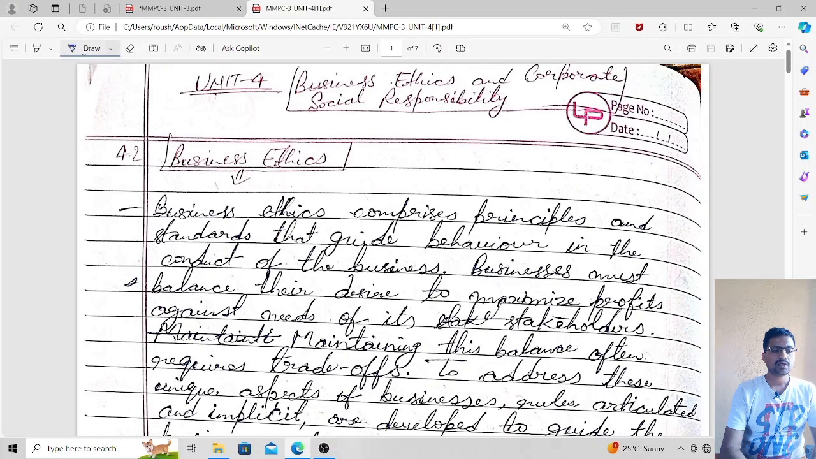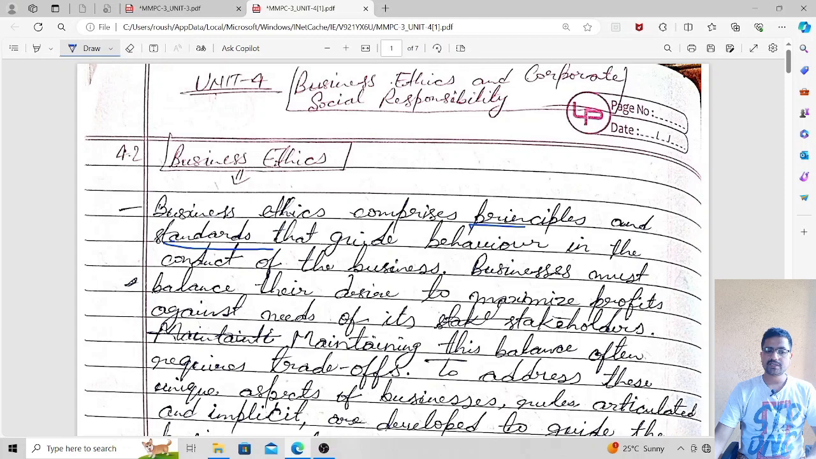Yes, now selected. So here in this session I'm going to talk about the fourth unit, that is business ethics and corporate social responsibility. The first topic in this unit is business ethics. So what is business ethics? Business ethics comprises principles and standards that guide behavior in the conduct of business. It is simply the principles and standards that guide the behavior in the conduct of the business.